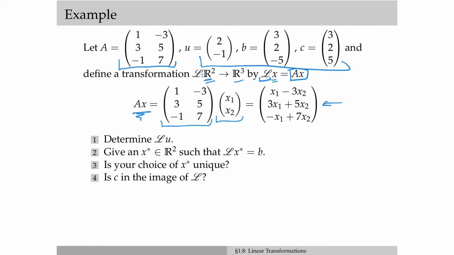So, in other words, L applied to X is going to equal x1 minus 3x2, 3x1 plus 5x2, and negative x1 plus 7x2, like so. All right, so the first step is determine L(u). So that means I'm going to plug in 2 and negative 1 for x1 and x2 respectively. Well, 2 minus 3 times negative 1 is 2 plus 3, which is 5.